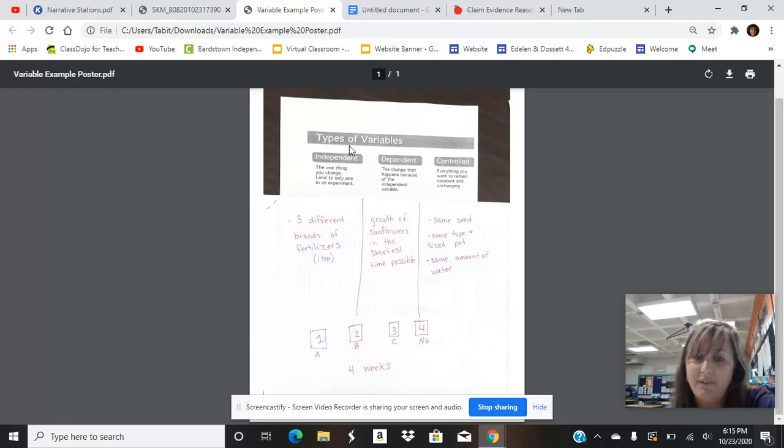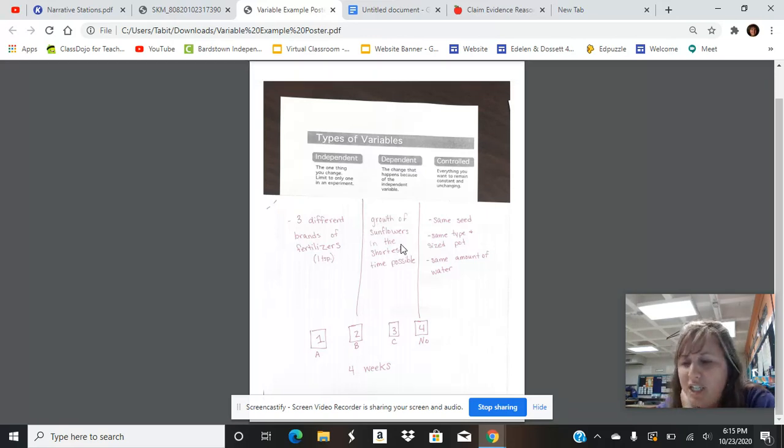So the independent variable is the one thing that she changed within her experiment. Remember, there's only one in an experiment. So what did she change in her experiment? Hopefully you said the different brands of fertilizer. Remember, she put different fertilizers in each one. She did fertilizer A in plant number 1, fertilizer B in plant 2, fertilizer C in plant 3. And the fourth one did not get any fertilizer at all. Okay?